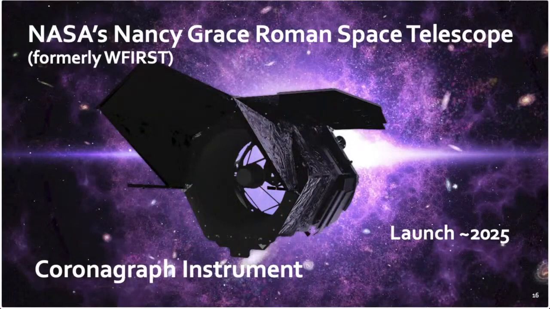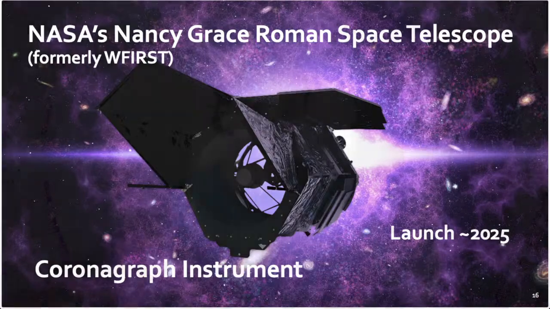And that's the mission that I'm a part of on slide 16, which is the Nancy Grace Roman Space Telescope. It was formerly called WFIRST, recently renamed after Nancy Grace Roman, who was the first administrator at NASA of the Space Astrophysics program. She was an incredible champion for the idea that space telescopes could revolutionize astronomy, could give us clear pictures above the atmosphere, could access wavelengths of light that don't pass through our own atmosphere.